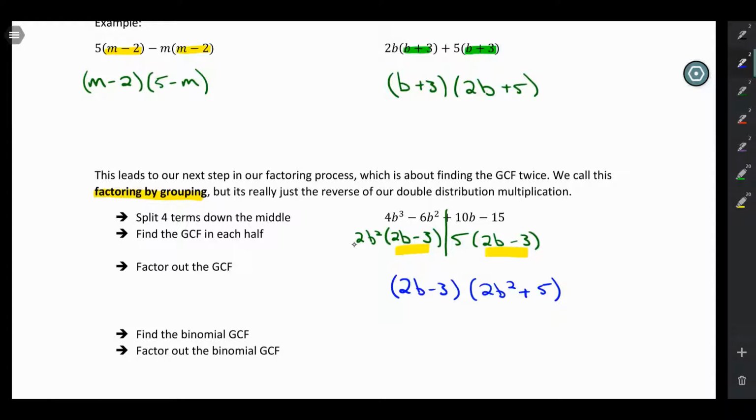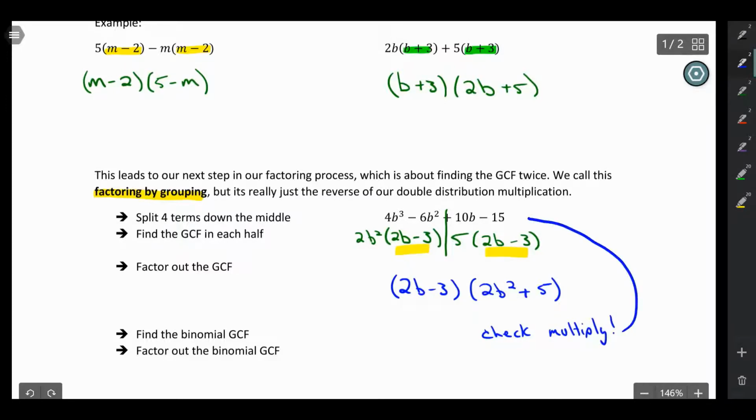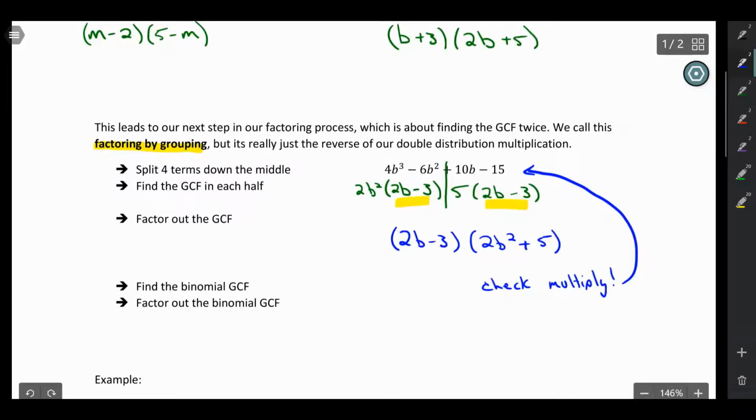And if I took these 2 pieces and wanted to check, I could multiply them back together. And I should get back to this first spot. So let's check that real quick. If I were to multiply these 2, so I've got that 2b minus 3 and 2b squared plus 5, and let's multiply. That will give me 4b cubed. That will give me 10b.